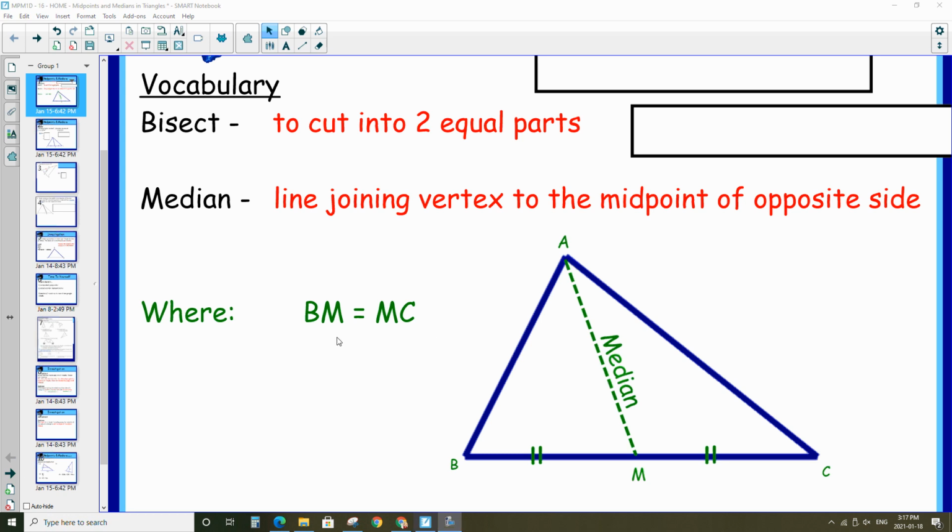And then on the side here, I just have that the length of B to M is equal to the length of M to C. Now, whether I say M to C or C to M, it doesn't matter because it's a length, so it doesn't matter which letter goes first. Same as when I say B to M, I could have also said M to B is equal to C to M.